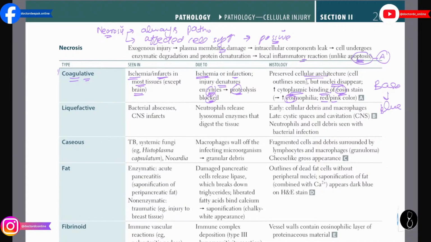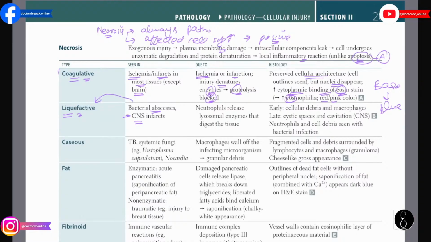Then you have to discuss the second type of necrosis, that is liquefactive necrosis. We have to compare the coagulative and liquefactive, because if you compare the things, then it will become very easy. First of all, what are the examples of liquefactive necrosis? You can see it in bacterial abscesses. You can get it in CNS infection. So it means if the person has a bacterial infection, and after the infection the person has an abscess, then in the abscess you can see liquefactive necrosis.